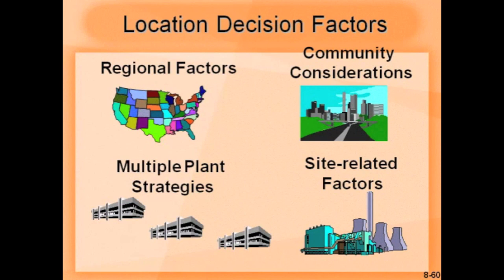There are so many factors involved, and 4 of them are broadly listed here. It could be related to regional factors. It could be community considerations. There could be multi-plant strategies or site-related factors. So we'll look at each one of them, starting with the first one, which is regional factors.